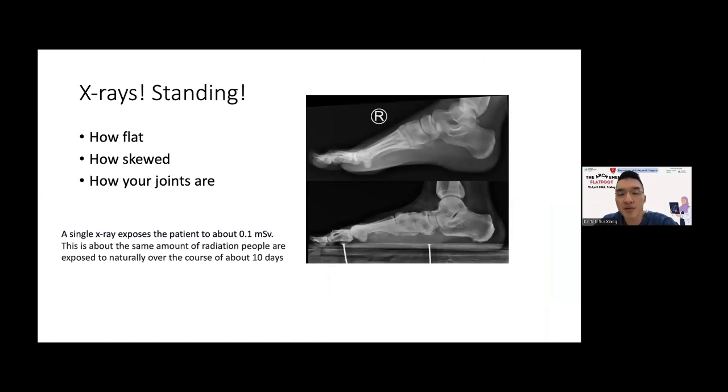Not to worry too much about radiation. We know that each X-ray exposes each patient to a minute amount of radiation, and it's about the same amount as 10 days of background radiation in your daily life. So it's not very significant. You don't have to worry too much about it.